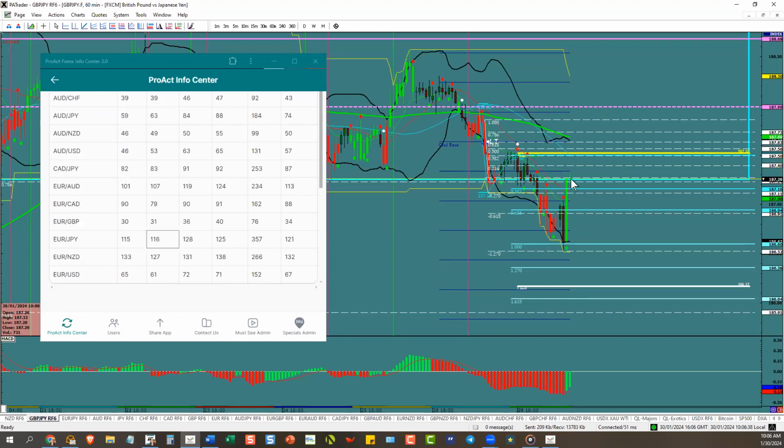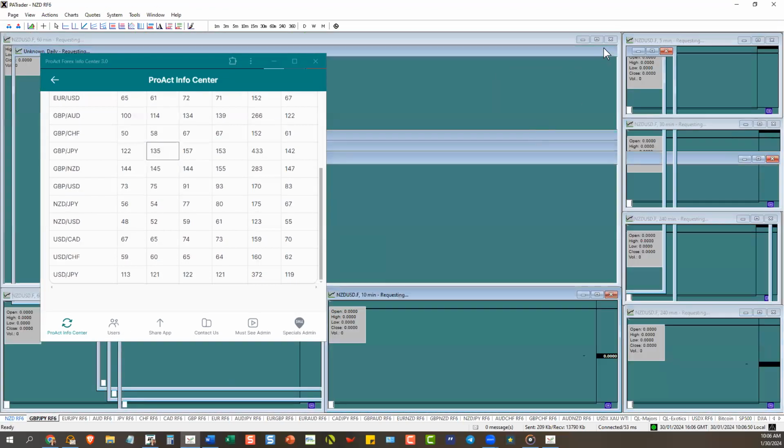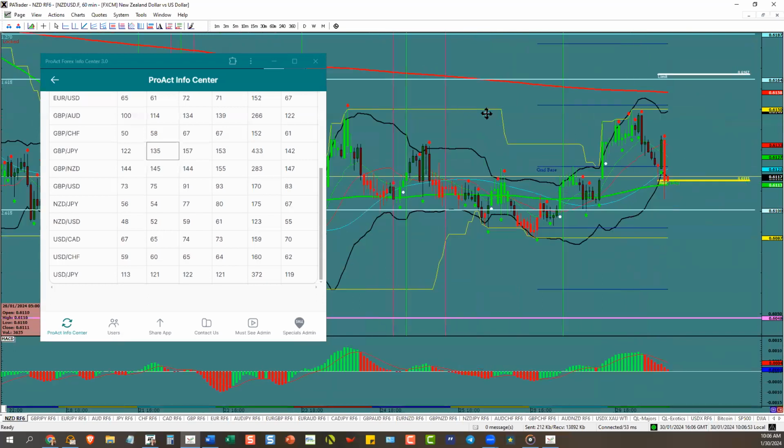Now, that doesn't make a lot of sense. Pound yen typically goes opposite of the dollar index. So they're kind of wacky. Pound yen ATR is 135 pips. New Zealand dollar, all right, and our target is up here.